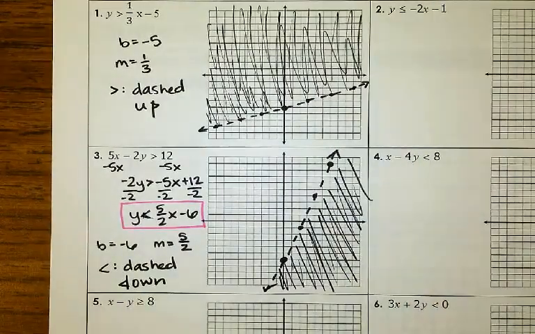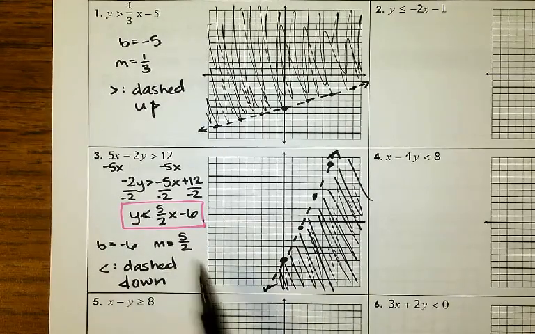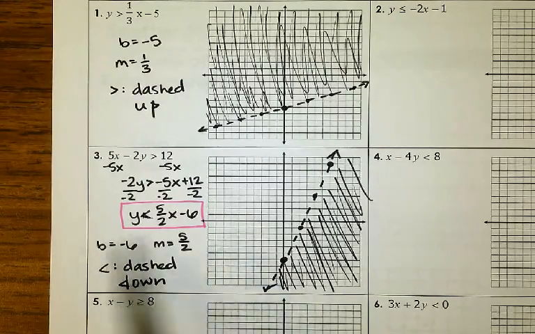Guys, the newest thing that we're adding to this is just this last piece of the puzzle. Is it a dashed or solid line? And do we shade up or down?